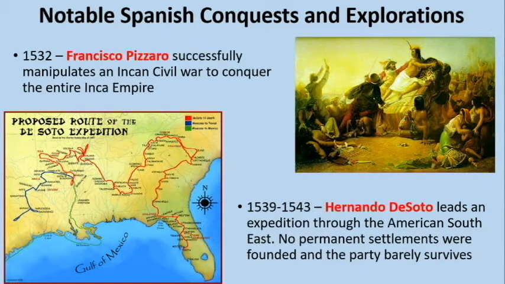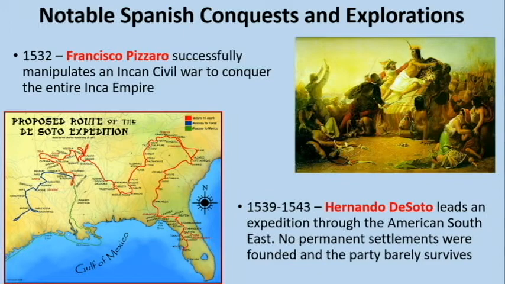1532, Francisco Pizarro successfully manipulates an Incan civil war to conquer the entire Inca Empire. He does it with even fewer men, but he basically plays one side off each other all the way to Cuzco and then seizes power, and by then the Incan Empire is so fractured that he's able to basically dominate an empire that is far larger and far richer than the Aztec Empire with just his few hundred men.